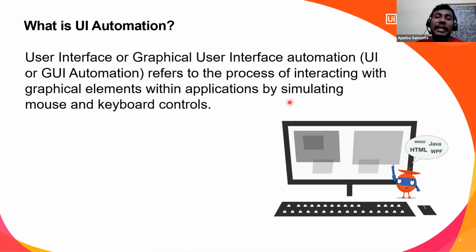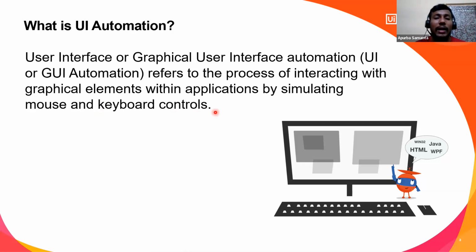Now let us see the basic definition that UiPath provides of UI automation. UiPath says that any user interface or graphical user interface automation refers to the process of interacting with graphical elements. Elements means anything present on the screen. So if we are going to any web application or any other third-party application, anything we can see are the elements for that particular application, by simulating mouse or keyboard controls.